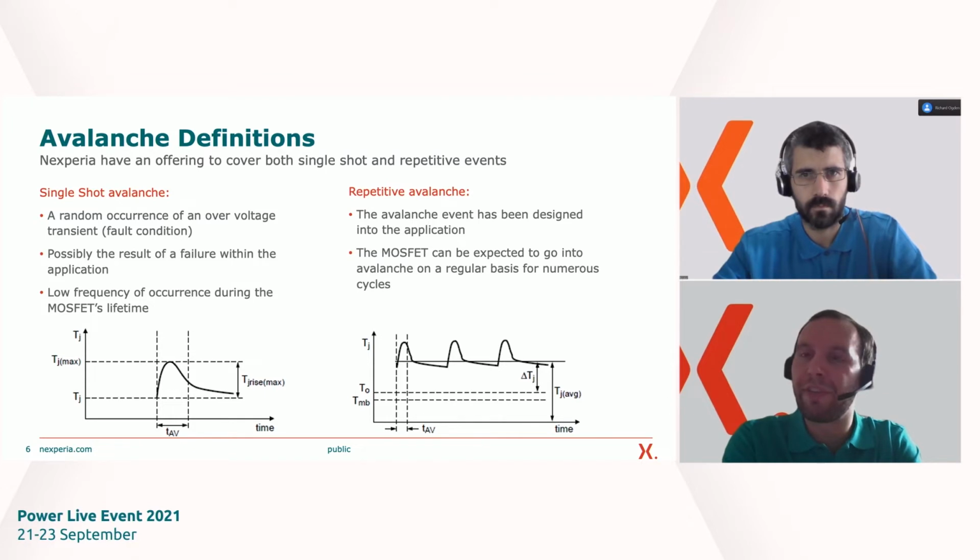It's possibly the result of failure within the application, so not necessarily a failure within the MOSFET, more within the general application, so another component. And it is a low frequency of occurrence during both the MOSFET lifetime, but also the module lifetime. If we then compare that to repetitive avalanche, this is an avalanche event that's designed into the application. So rather than it being a random occurrence, it's hardwired into the design of that specific application and how it functions. So the MOSFET can be expected to go into avalanche on a regular basis for numerous cycles. We could be talking thousands, hundreds of thousands, millions to hundreds of millions of times.